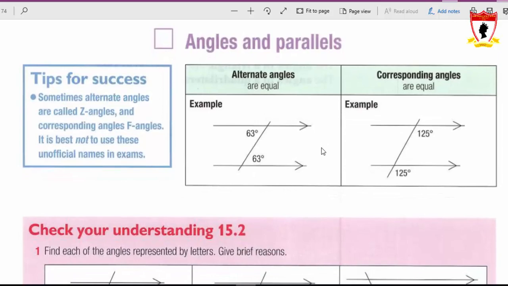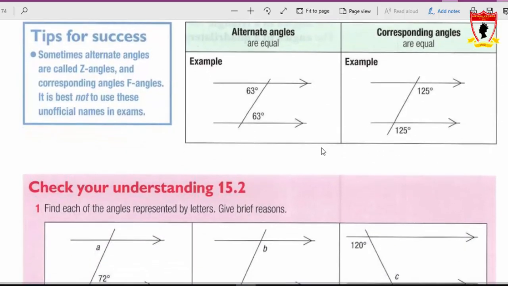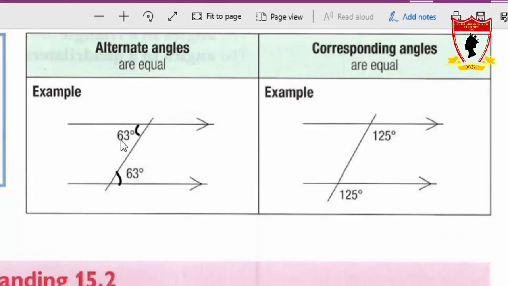Angles and parallels. Whenever you see two parallel lines and another line that crosses both parallel lines, which is called a transversal, then there are some angles that measure equal. The first angle here is called alternate angles. Alternate angles are making like a Z shape with the two parallel lines and the transversal.